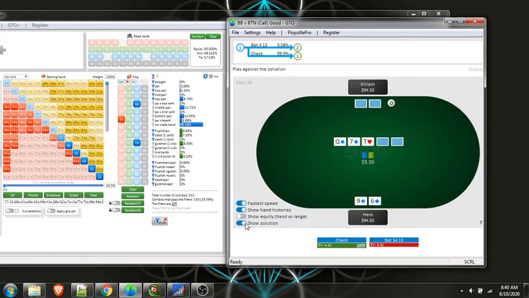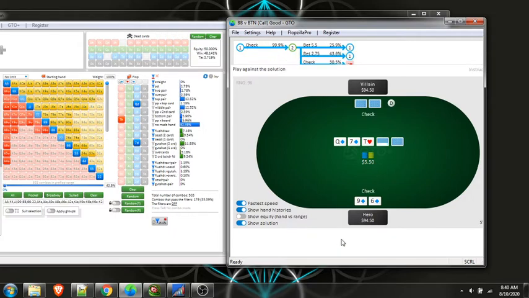So here, let's hide the equity. I like to show the solution. I'll toggle between training mode and show solution just to, I'm always going to check back here like 90% of the time, assuming we called from the big blind, and so the button raises, we called, and now action is to us. Generally going to check back almost any hand. And you can check raise in some scenarios.